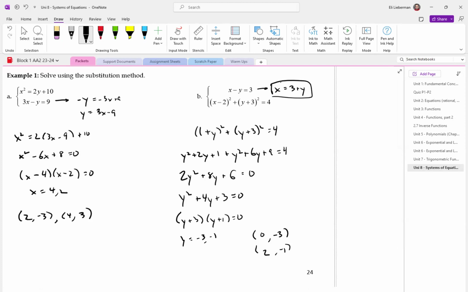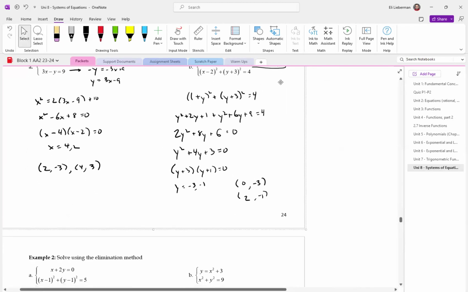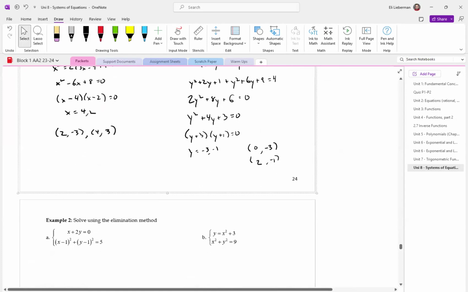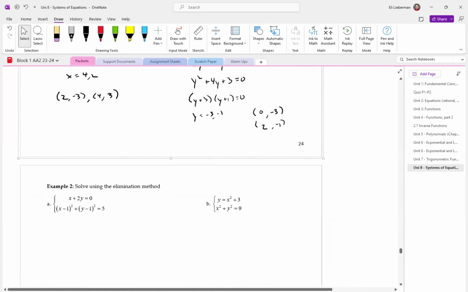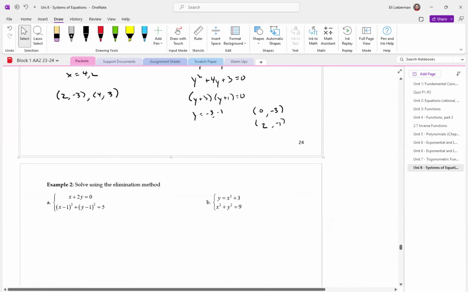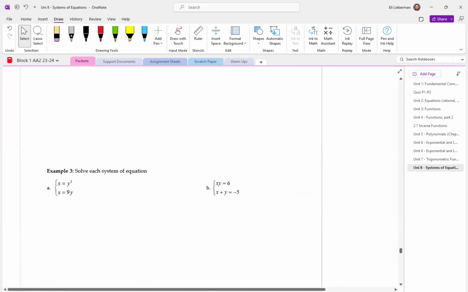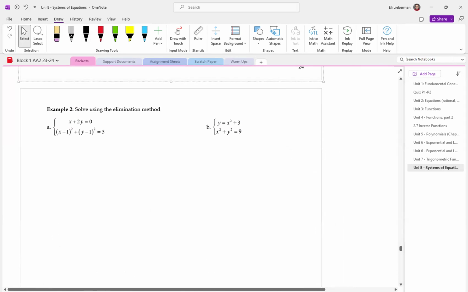Any questions? Perhaps your question is, can we try some more? I think you're okay. I think you can do this. If you can do the last ones, I think you're okay. So let's move on. Was there a difference here? Oh, it wants us to solve using elimination. Okay, that is a significant difference.